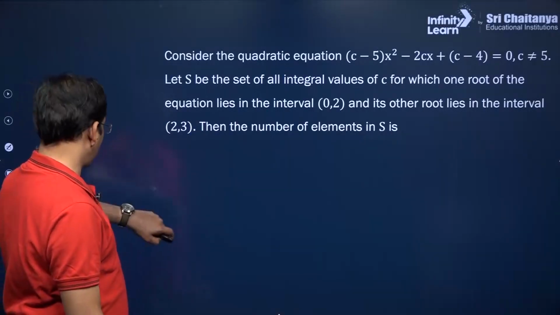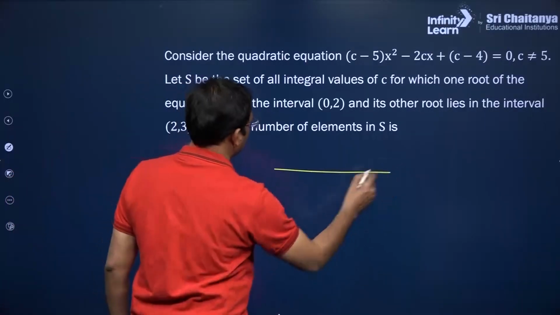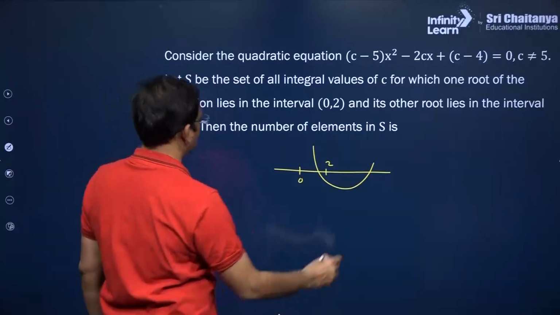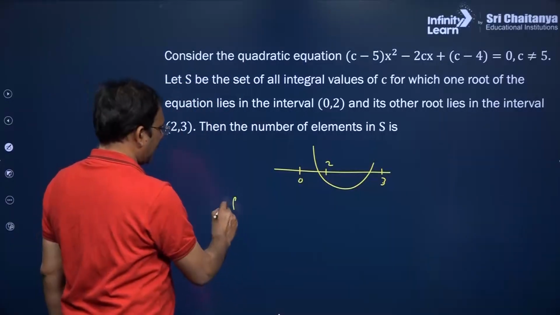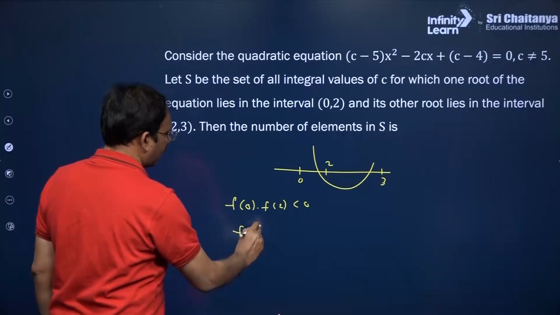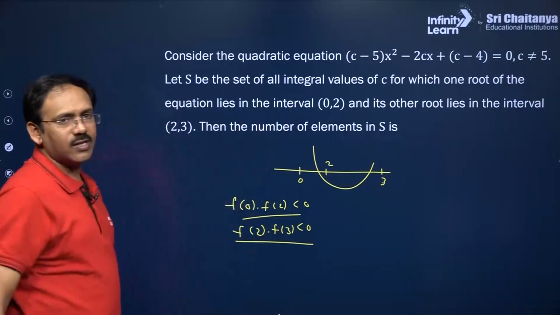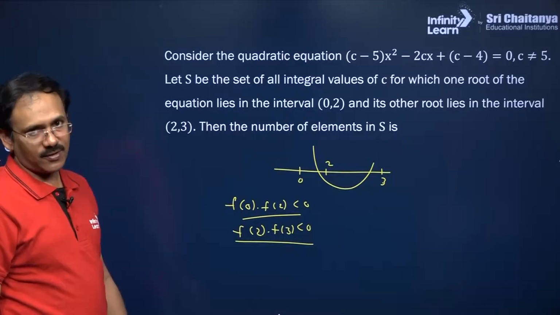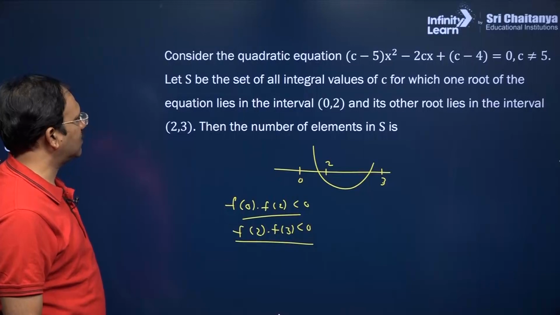Next, consider the quadratic equation. Let S be the set of all integral values of C for which one root of the equation lies in 0 to 2, and the other root lies between 2 and 3. Undoubtedly, my dear friends, you can take f of 0 into f of 2 must have opposite sign, and f of 2 into f of 3 must have opposite sign. You just apply those two conditions, you will get an interval in C, so you can find the number of elements in S.